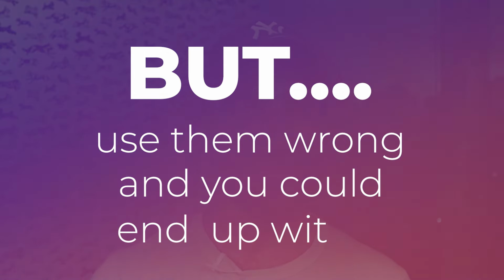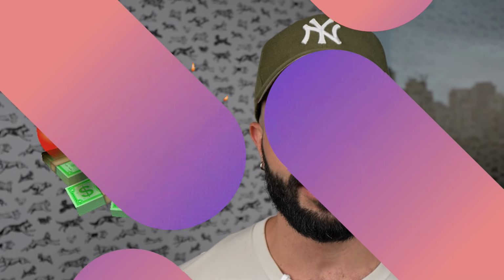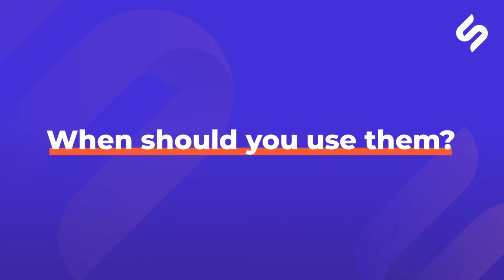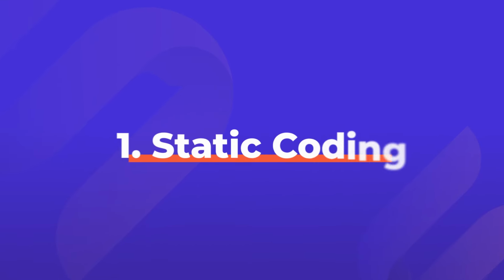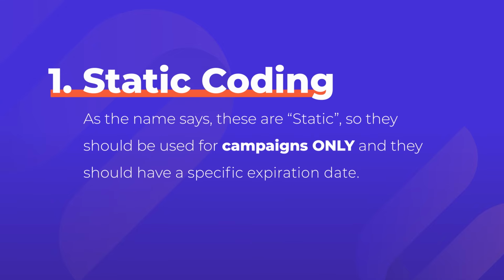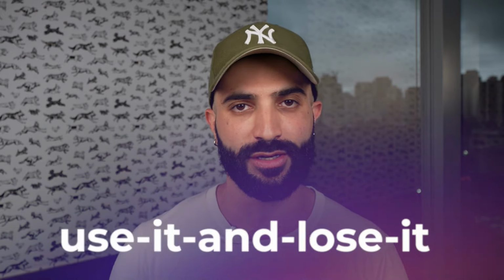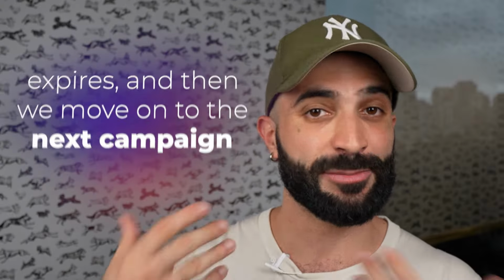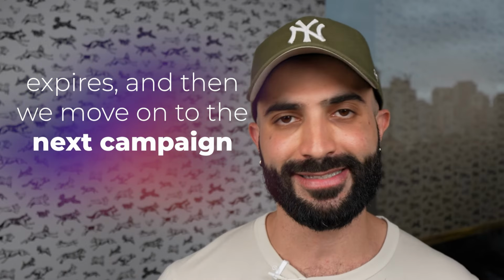Each of these has its rightful and useful place, but use them wrong and you can end up with a burnt email list and thousands of dollars in refunds or wasted ad spend. Let me show you how to use them. Let's dive into static codes. As the name says, these are static, so they should be used for campaigns only, and they should have a specific expiration date. It's a use it and lose it type of situation where it runs its course, expires, and then we move on to the next campaign.